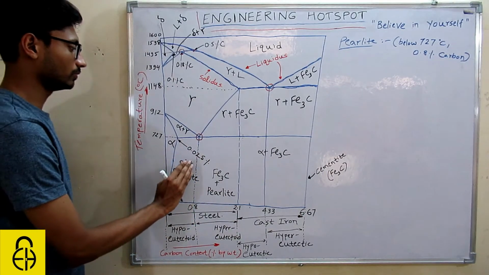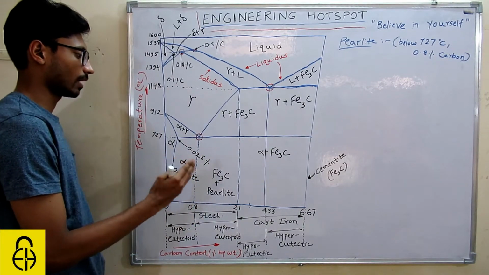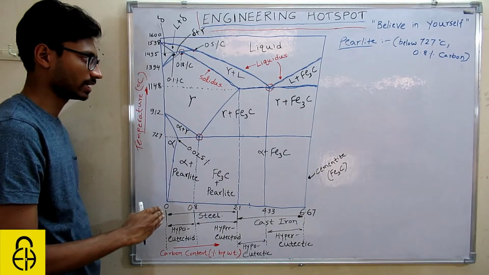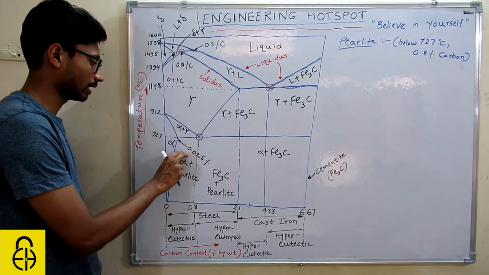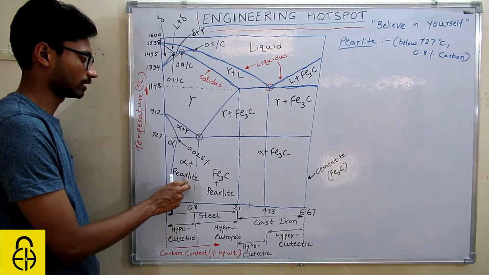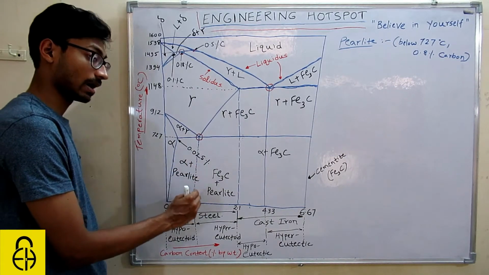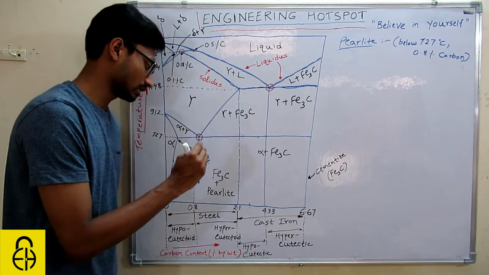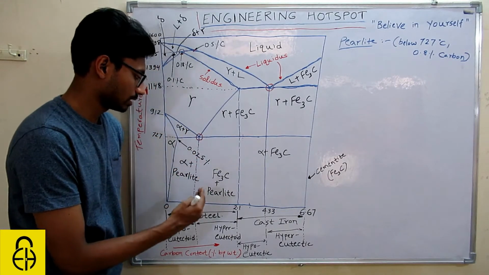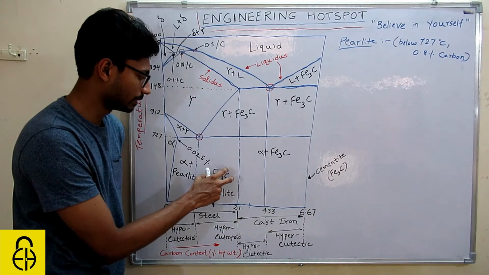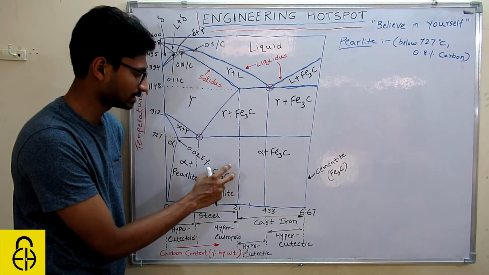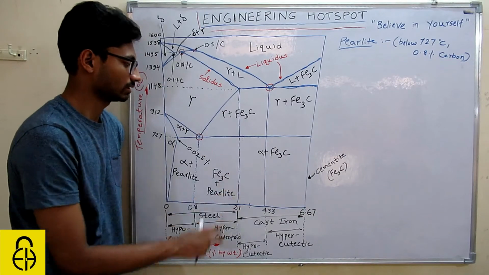If you have carbon content less than 0.8, then you will have two phases. One will be alpha and one will be perlite. But if you have carbon concentration more than 0.8, you will have Fe3C and perlite.